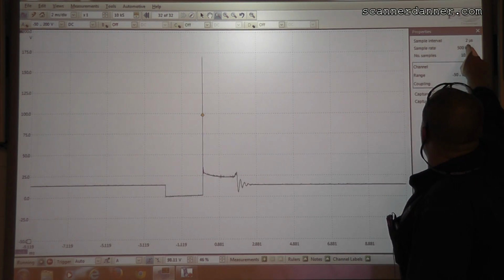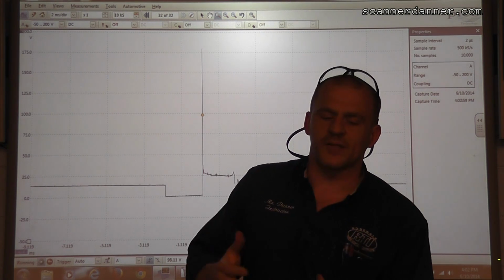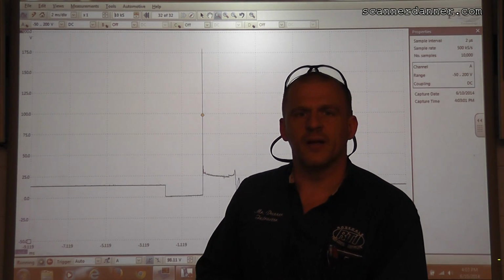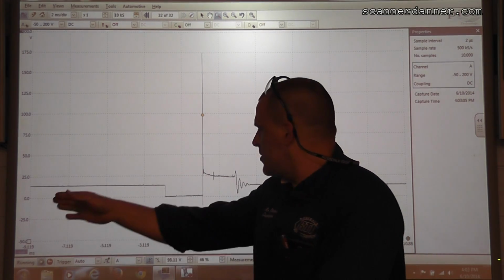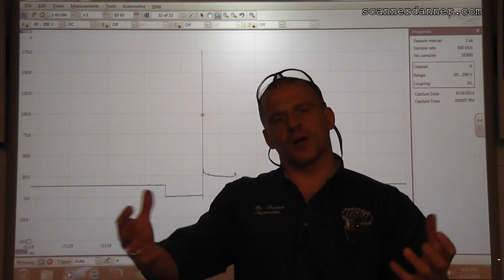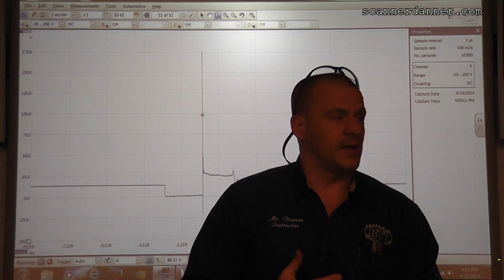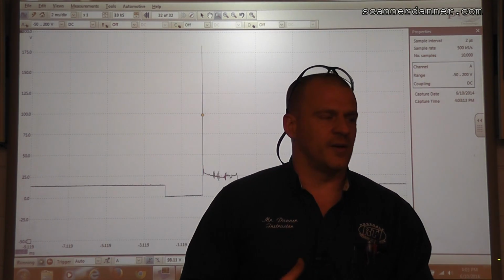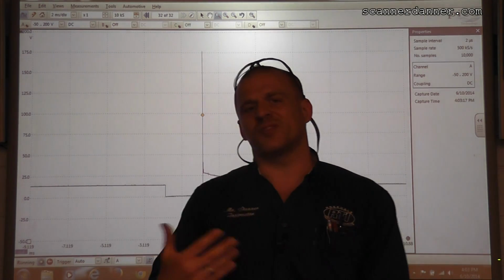See my sample interval? There's 2 microseconds. Pretty good interval for this small time base. So let's review that again. If we have small time bases, very short periods of time that we're collecting, we can drop our sample rate down a lot and still have good detail. The only downside with short time bases, we don't see repetition.